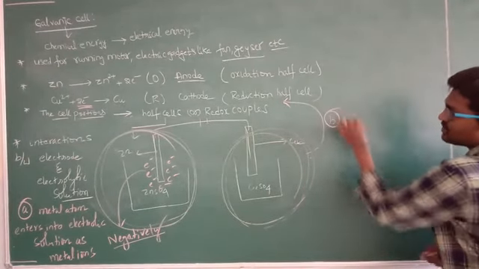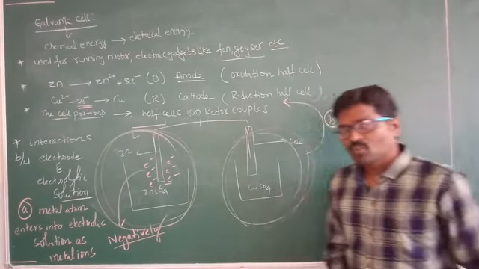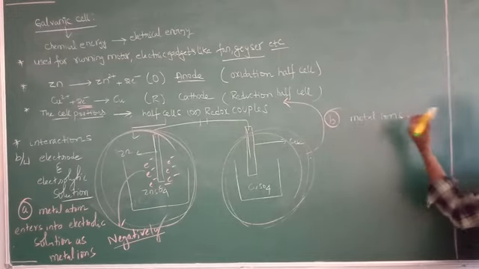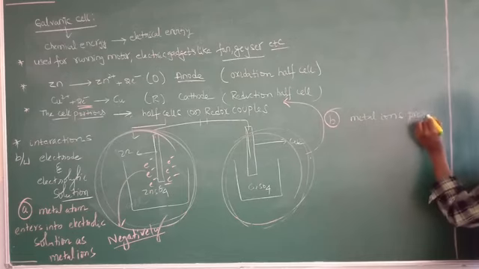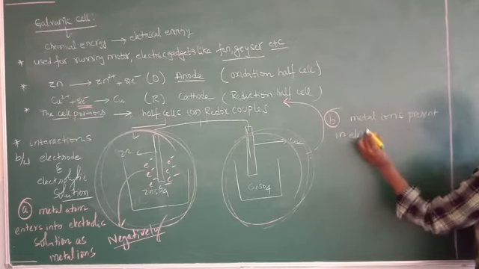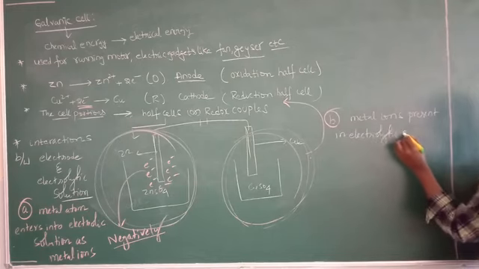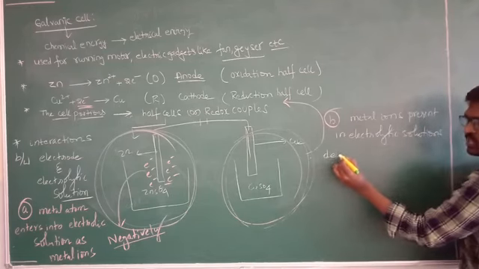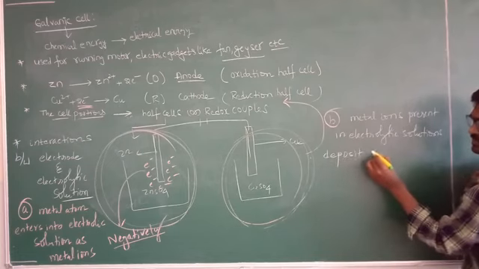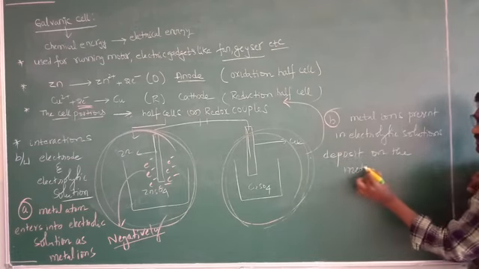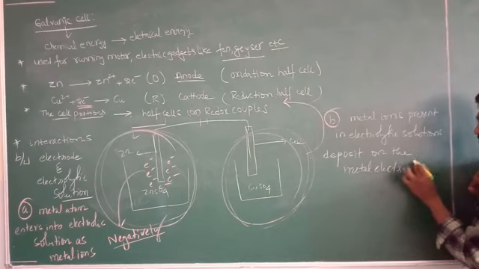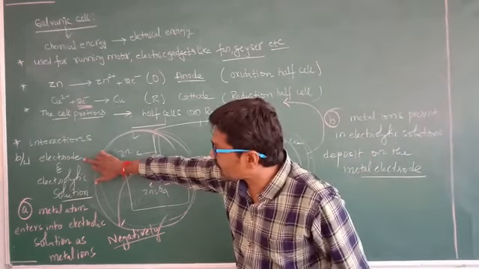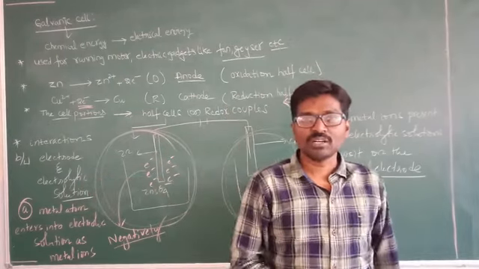Here I have written the next point: whatever metal ions present in electrolytic solutions are going to deposit on the metal electrode. This is the second point you have to remember. So whenever we are observing interactions between the electrode and electrolytic solutions, there are two possibilities. What are the two possibilities?